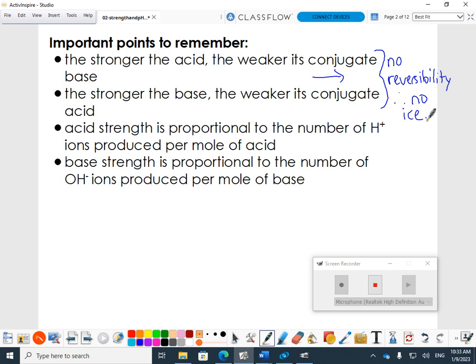In the mathematical problems you have done before, you should not have done an ICE table. Whereas today, how strong an acid or base is depends on the proportion, the amount of hydrogen ions produced per mole of acid or per mole of base, and that determines whether something is weak or strong. Oh, and it says that on the next slide.